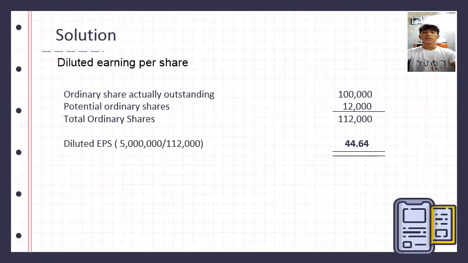Ordinary shares actually outstanding, we have 100,000, plus potential ordinary shares of 12,000, add to get the total ordinary shares of 112,000. To calculate the diluted earnings per share, we use the formula of net income divided by the ordinary shares. So we have 5 million net income divided by the total ordinary shares of 112,000. We get 44.64 diluted earnings per share.